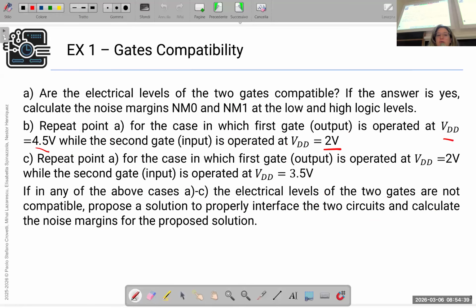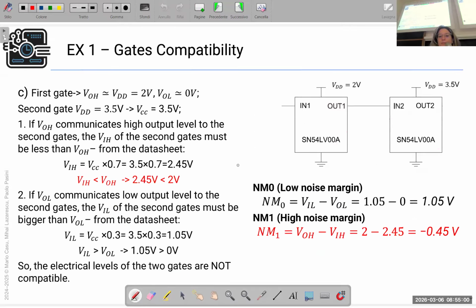Now let's go on with the third task, which is to repeat point A for the case in which the first gate output operates at 2 volts and the second gate input operates at 3.5 volts. So now things have changed. And see what happens. Here we have 2 volts, the same value that we have used before. And here we have 3.5.